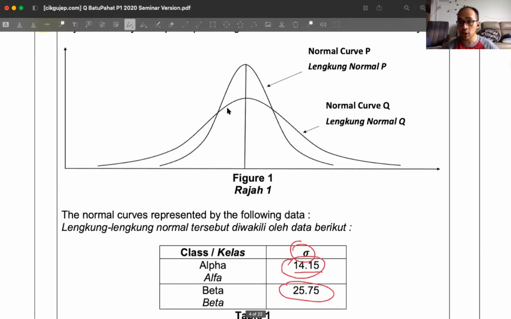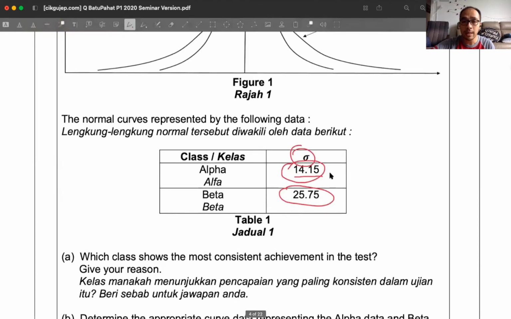Because the range is so wide, the difference in marks is very big. Some are very good and some are very bad. Okay, we have 90 and then we have 10. So we call that class a less consistent class with a bigger standard deviation. Okay, so this information, the standard deviation, tells us a lot of things. In a smaller standard deviation, this is more consistent, not so much difference.